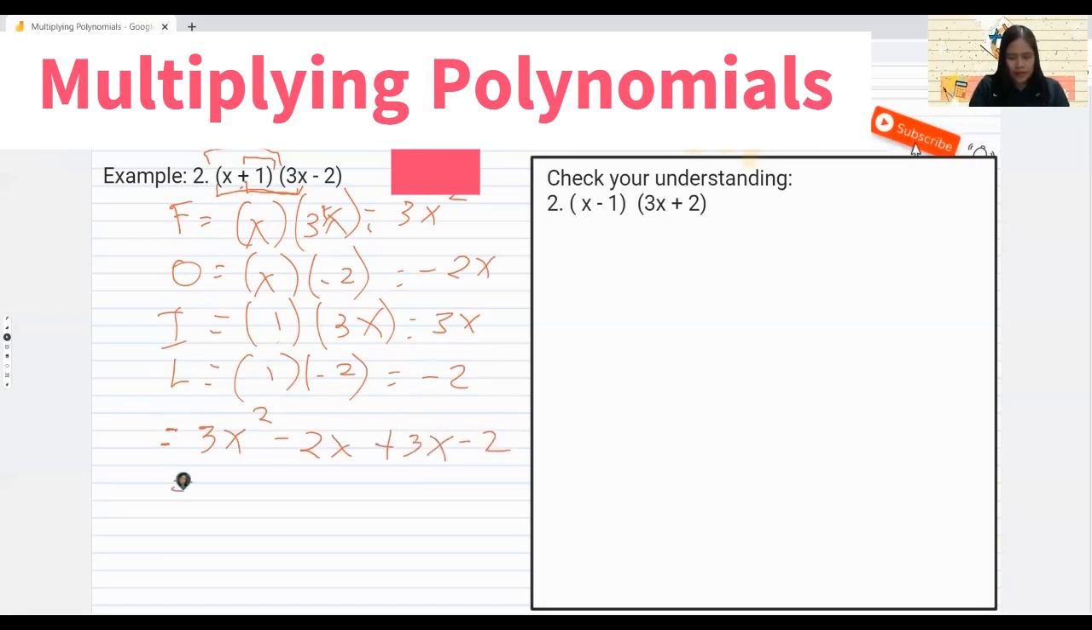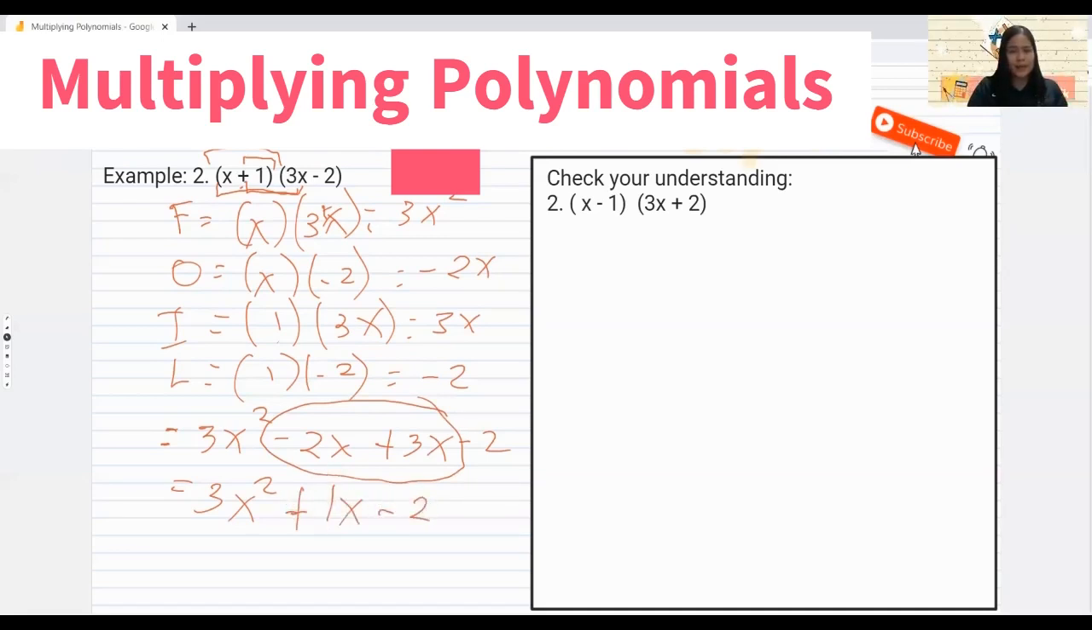Since we have 2x in here, we can combine these two terms. We have now 3x squared and 3x minus 2x, or negative 2x plus 3x. That means you're taking away 2x on the 3x. I repeat, negative 2x plus 3x, that means you're taking away 2x on the 3x. So if we have 3x, and we take away 2x, we still have 1x. So we have positive 1x, or simply x, and then negative 2.